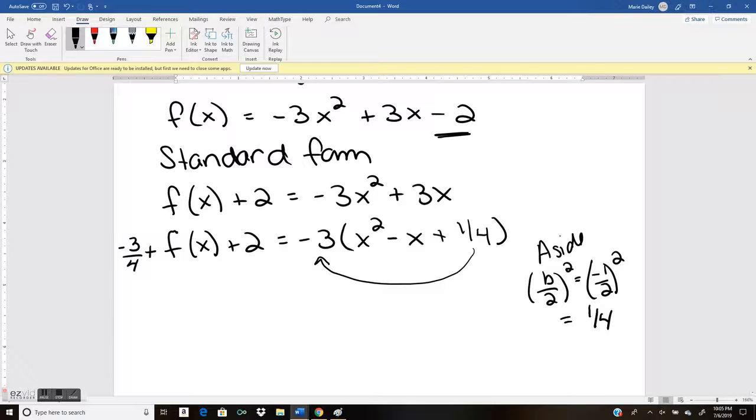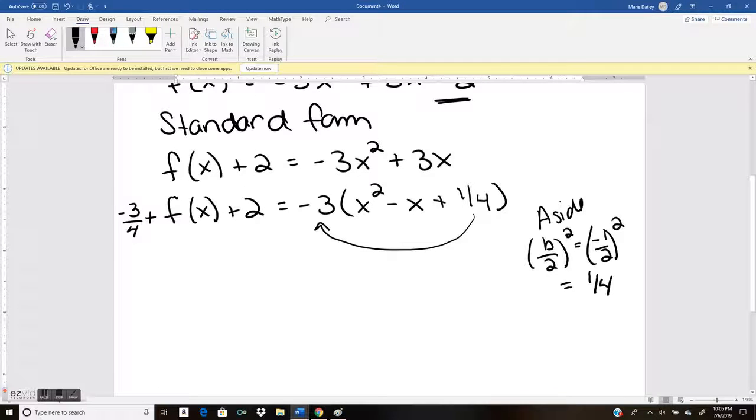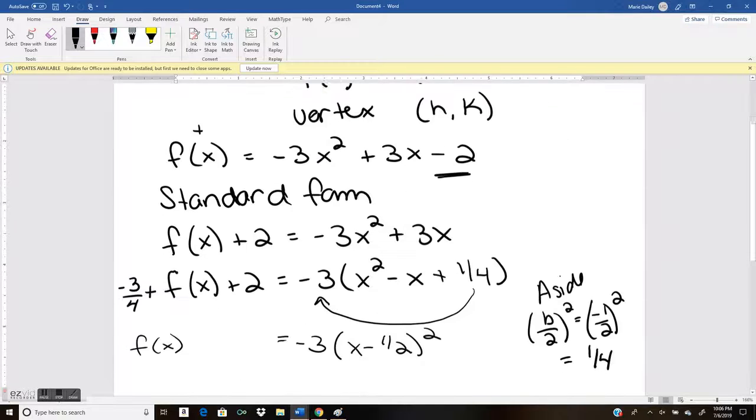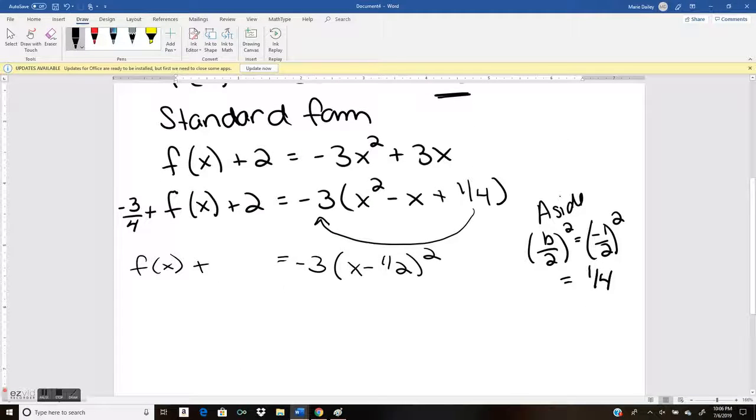So that's going to become, my apologies, a negative 3 times, this will then factor into (x minus 1/2) squared. Over here, 2 minus 3/4, 2 is the same thing as 8 over 4. So 8 over 4 minus 3 over 4 will be plus 5/4. All right. Now to get this thing back completely into standard form, we're going to subtract that 5/4 over to the other side.